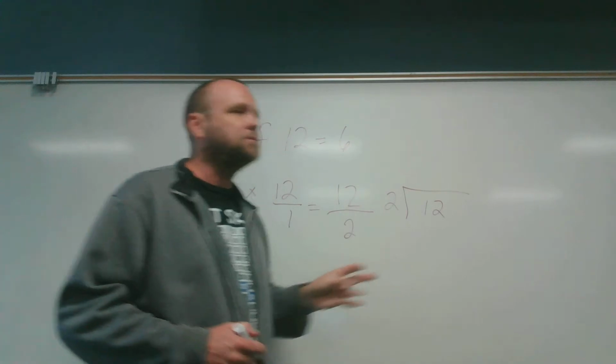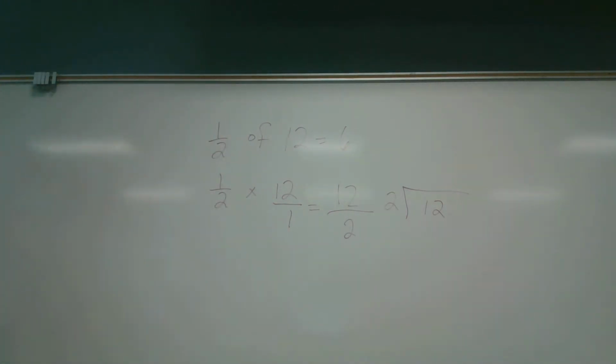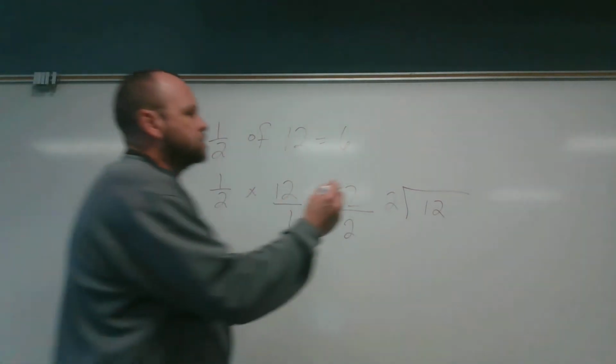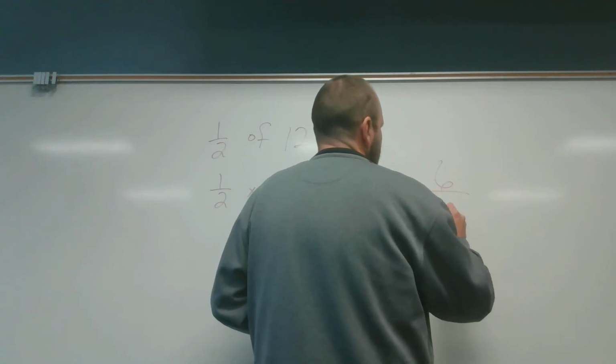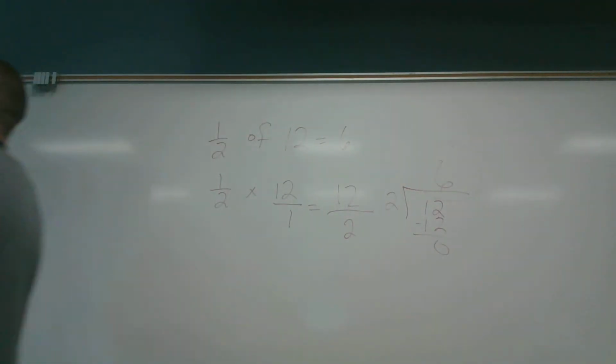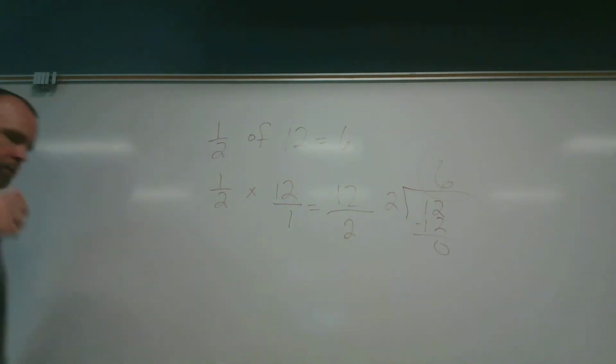And Zen, how many times does 2 go into 12? 6. Is there a remainder, Zen? No. Since there's no remainder, then my whole number is just 6. That's amazing. So that is why it's multiplication.